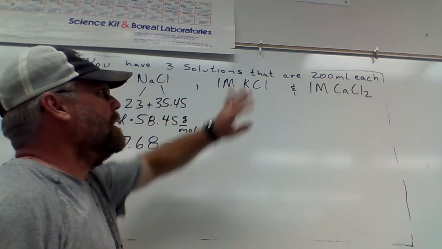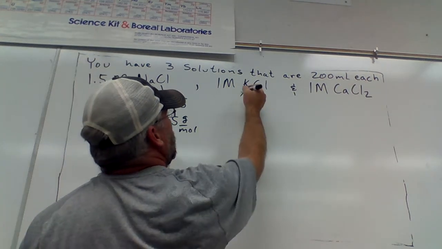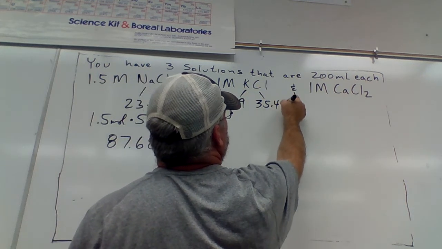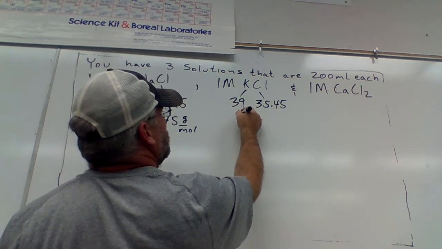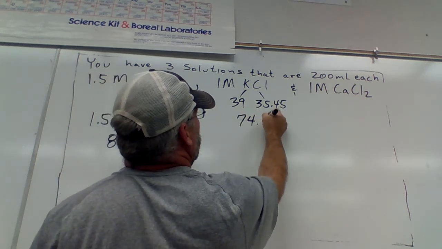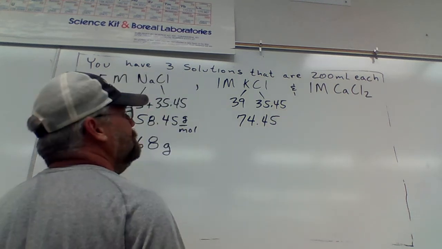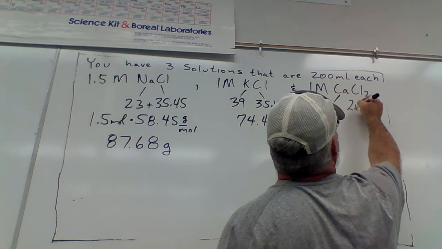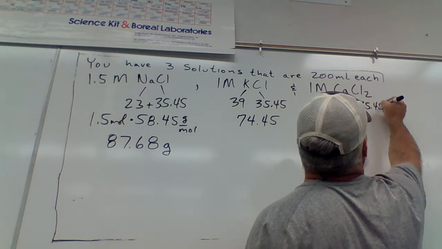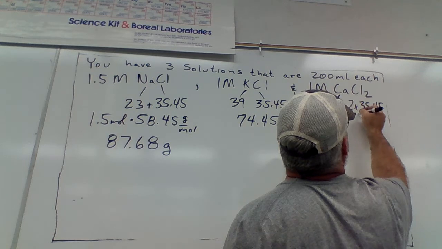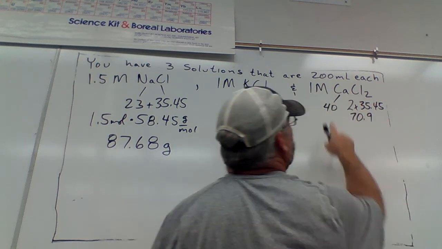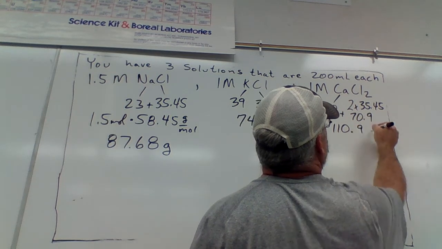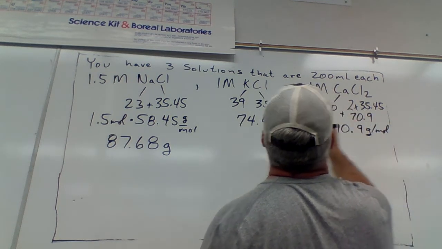If I had 1 molar KCl, the K is 39, the Cl is 35.45. Add those together, I get 74.45. Go on to calcium, which is 40. 2 times 35.45 is 70.9. Add those two together, I get 110.9 grams per mole.